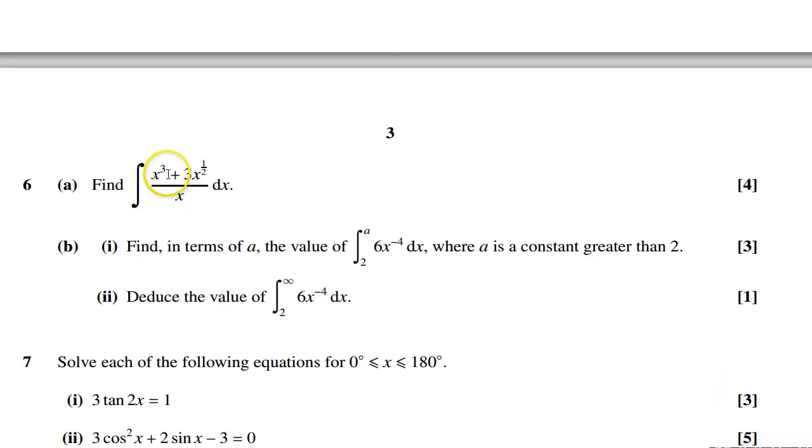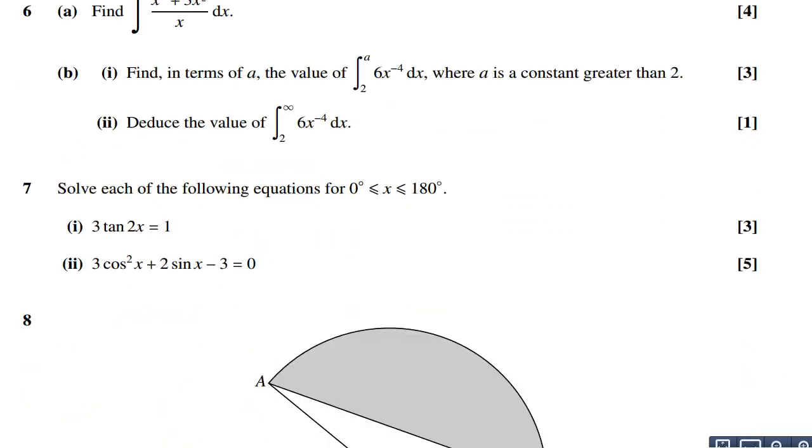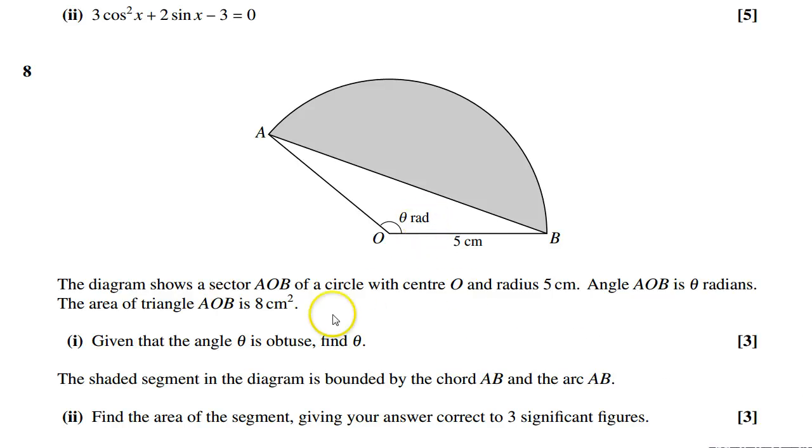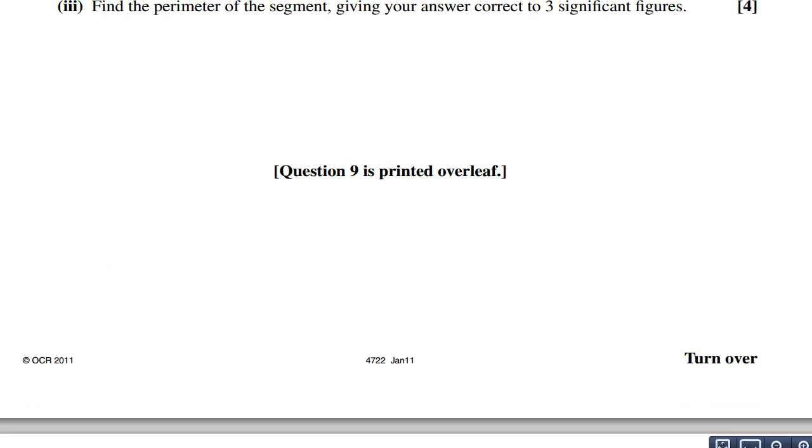So 6 is standard integrals, just split this fraction up first of all, then evaluate it term by term. Find in terms of a this value here, that's very straightforward. Then work out as the limit of a as a tends to infinity and see what happens to that value. Solve these trig equations 7, so that's no problem there, is it? Simple and straightforward. Here we've got a sector, so we're going to find out shaded regions, areas, and arc lengths, aren't we? Nice easy question 8.